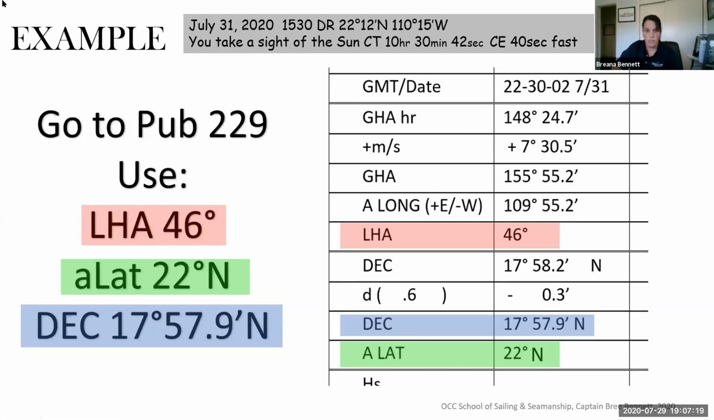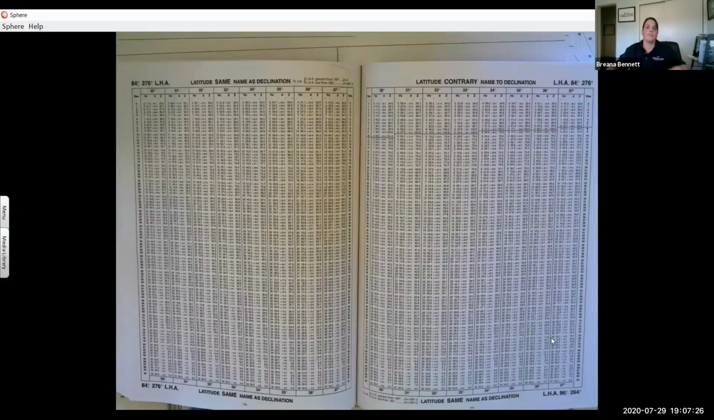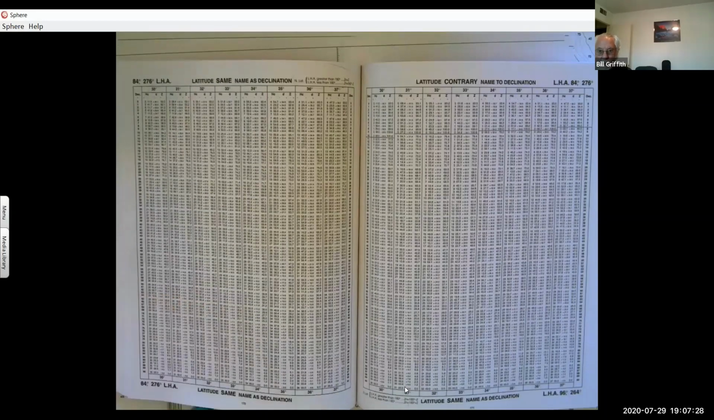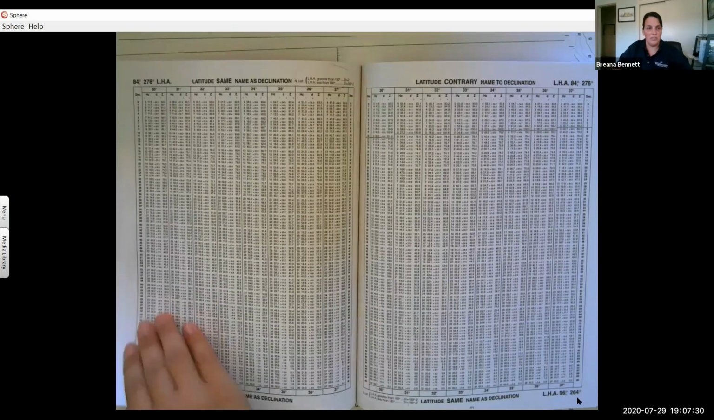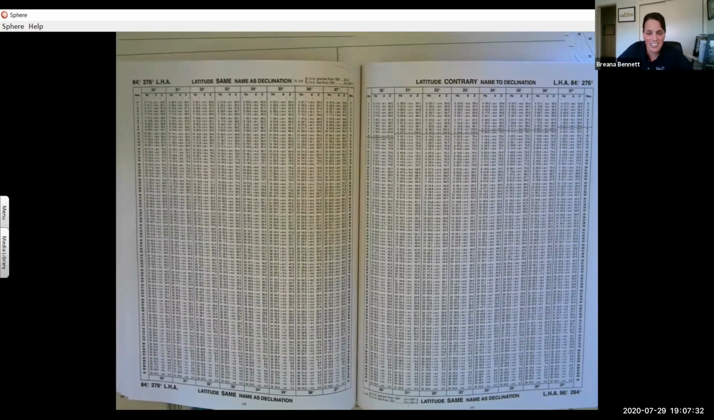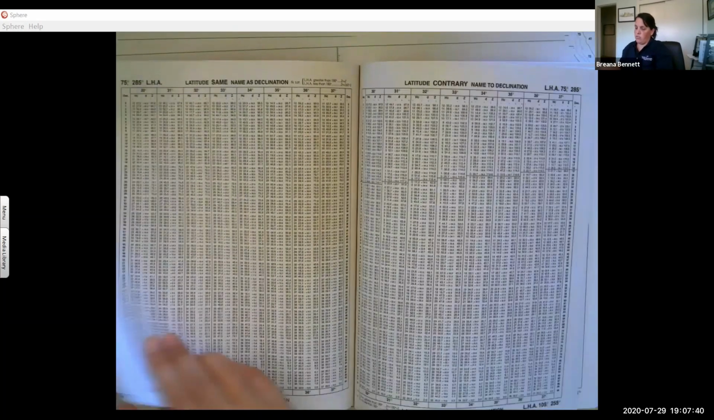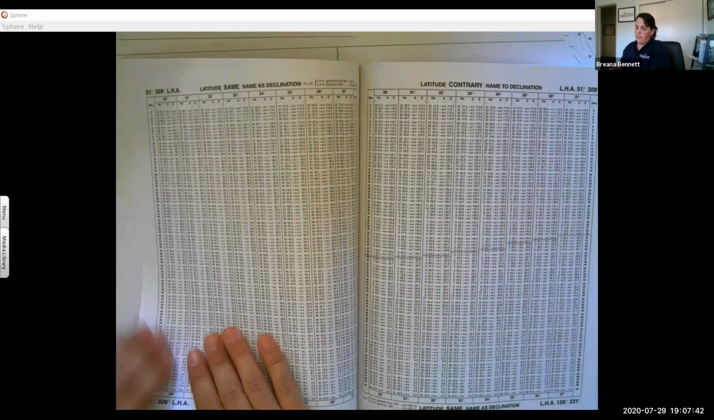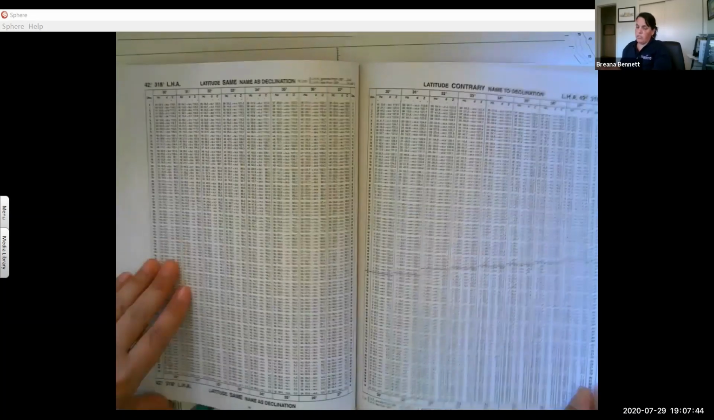So let me go to... shoot, what was my LHA? LHA was 46. So I'm going to find 51, 42.